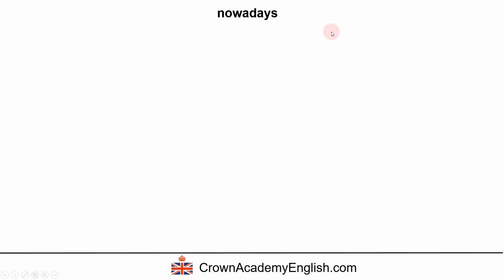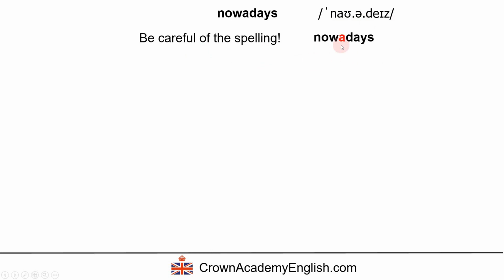Nowadays. So here is the pronunciation. It's 3 syllables. Days. Okay, so be very careful of the spelling. There's a letter A in the middle. Okay, and it's pronounced nowadays. Nowadays. So let's look at some examples of how we use this.